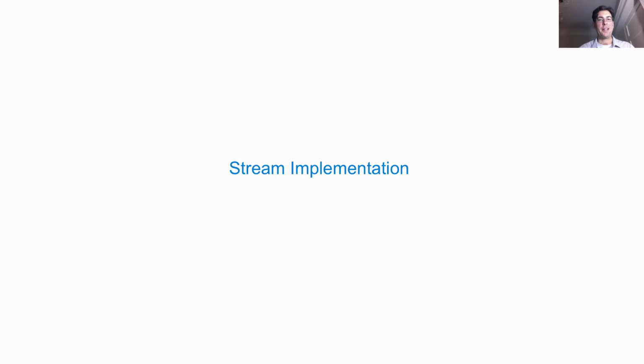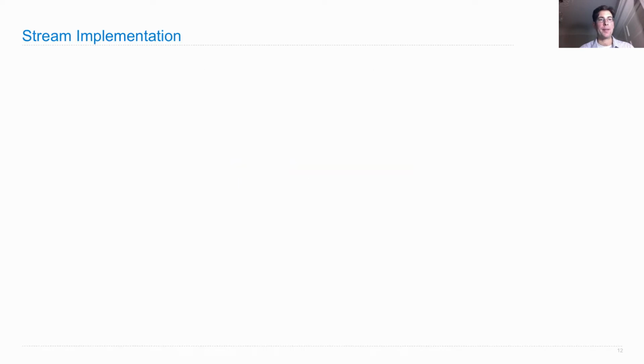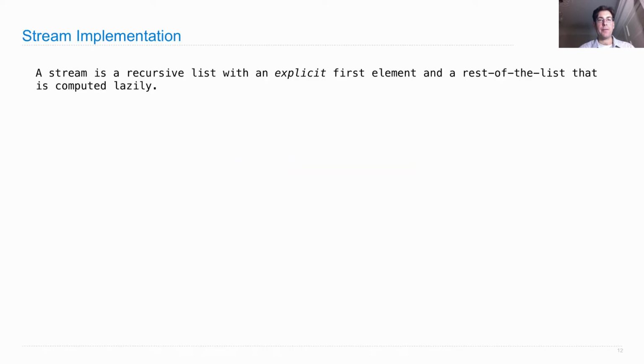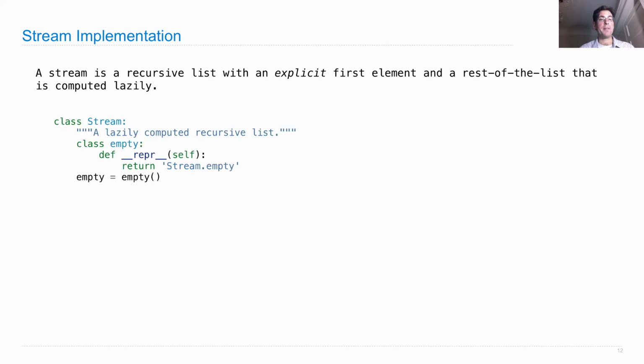Let's take a look at the implementation of the stream class that makes all of this magic work. A stream is a recursive list with an explicit first element and a rest of the list that is computed lazily. So there's a lazy computed recursive list.